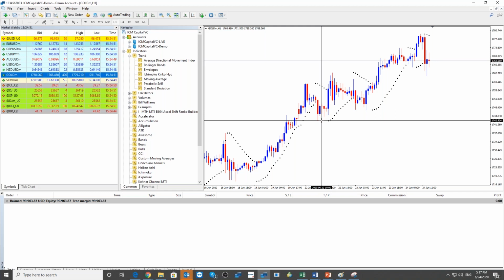Maybe for the spread, for example in the case of gold, the spread is normally 30 to 35 cents, or maybe 25 cents, so you can keep 50 cents as your breakout level.